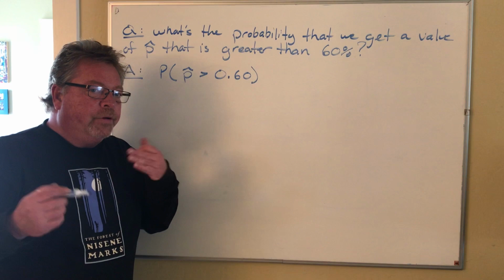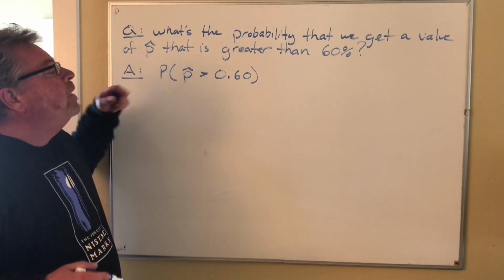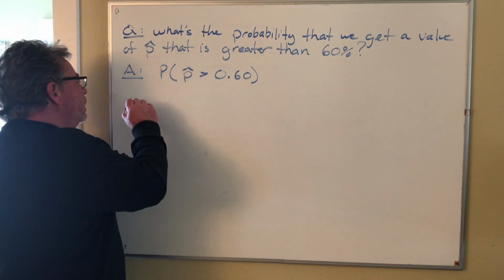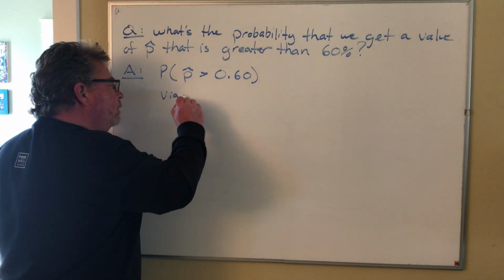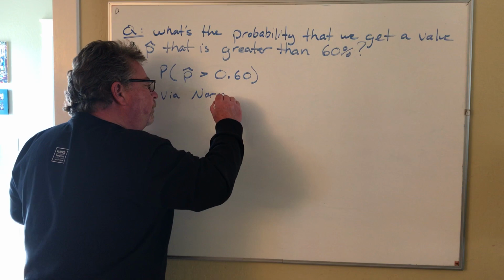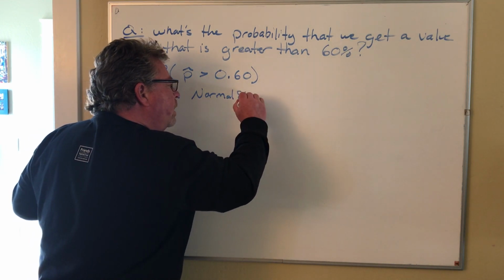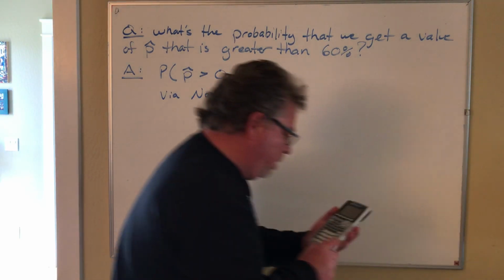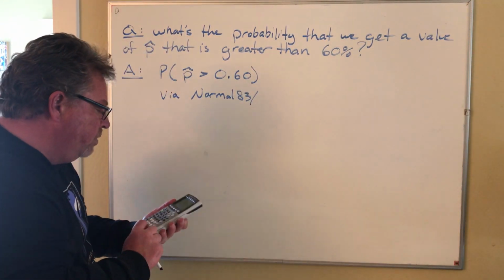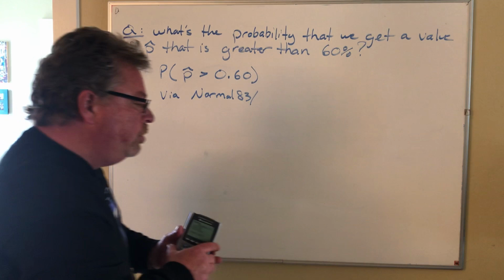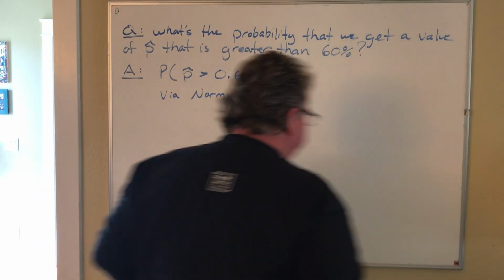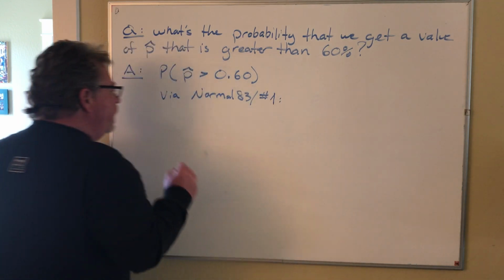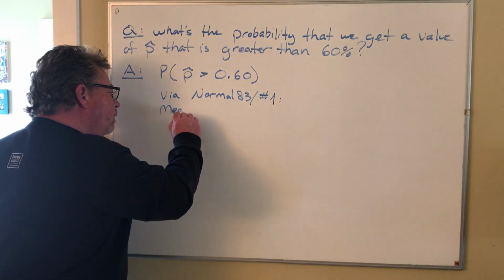Because we established that we have a normal distribution, I can take this question to our friend normal 83. So let's do this. Via normal 83, what is this type of question? This is a choice number 1, and normal 83 asks us for the mean.